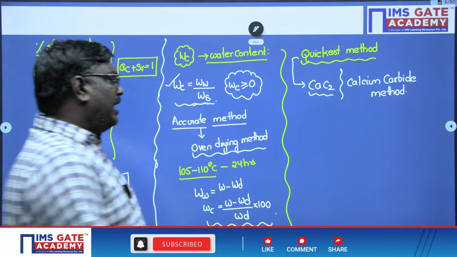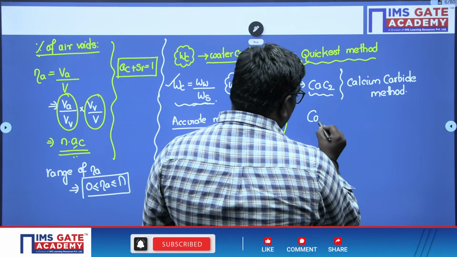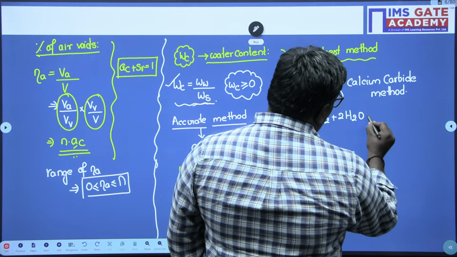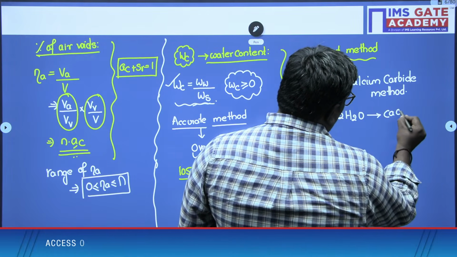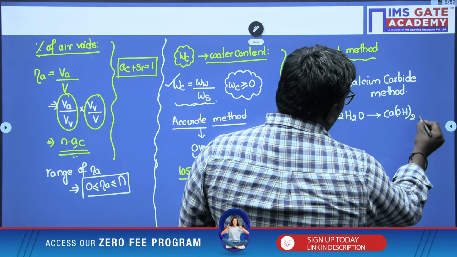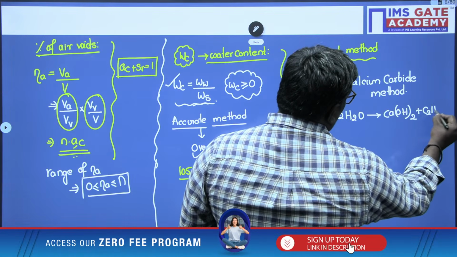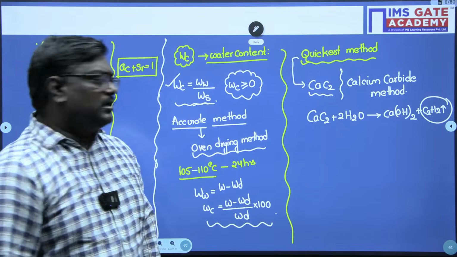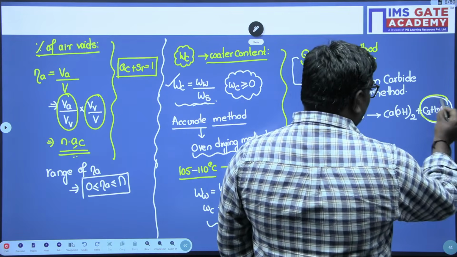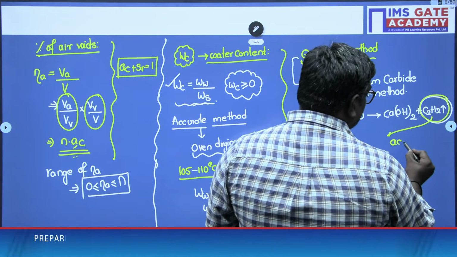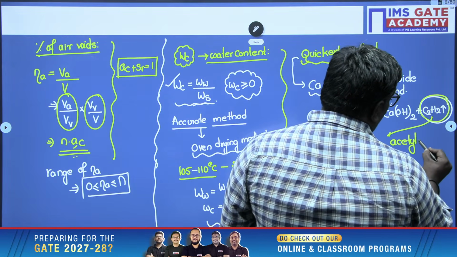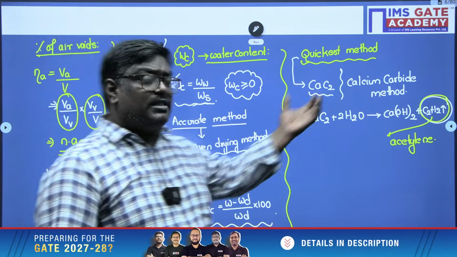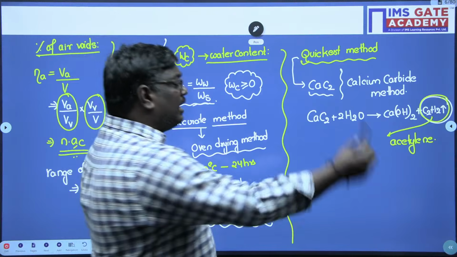Now here what I would like to tell you is, when calcium carbide reacts with water, what, sir? It will release calcium hydroxide and you will get some C2H2. So they can ask you, what is the gas released in the calcium carbide method? It is nothing but acetylene. Okay. So you can ask me which is the accurate method? It is the oven drying method. Which is the quickest method? Then it is the calcium carbide method.